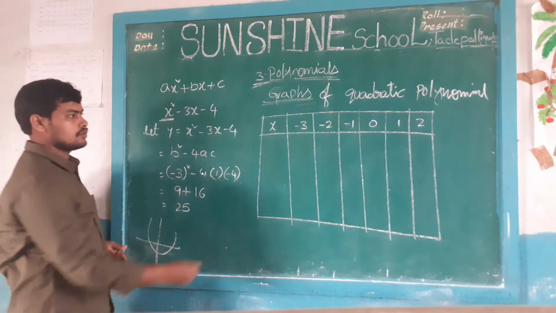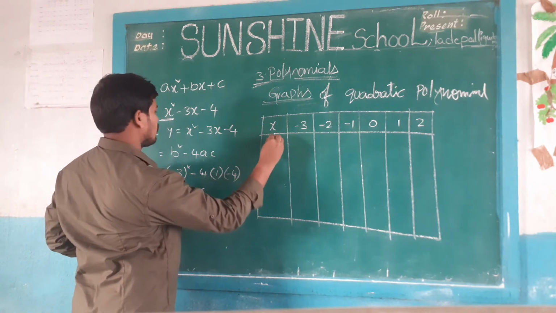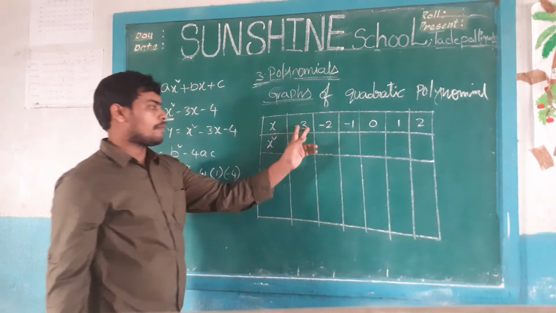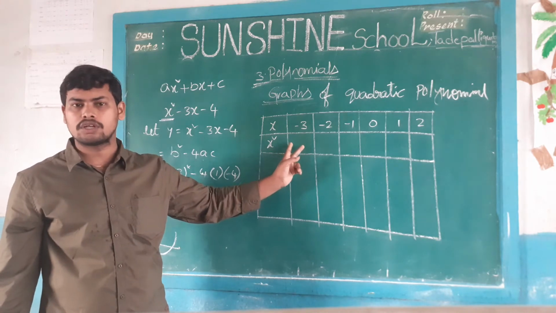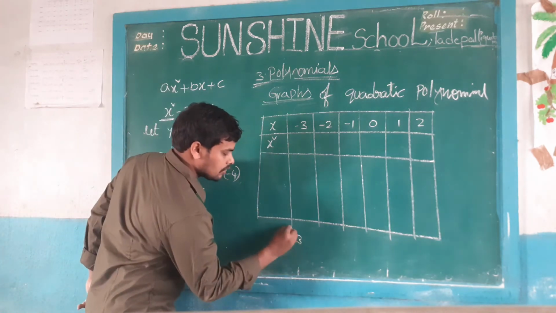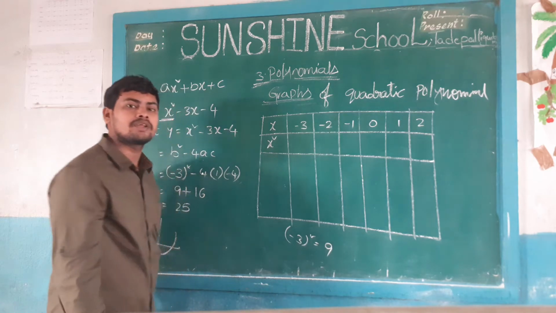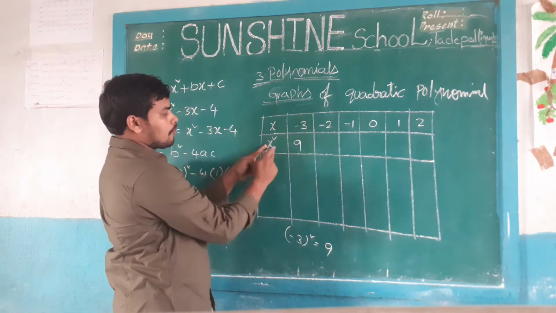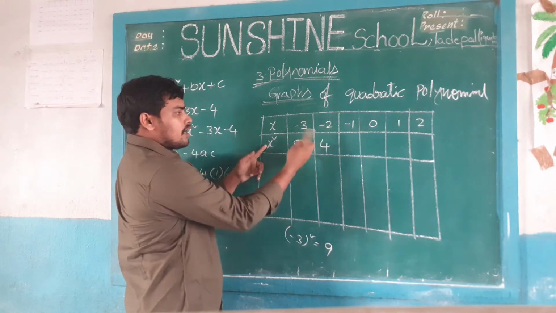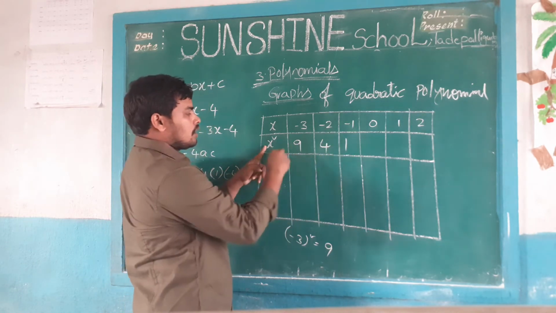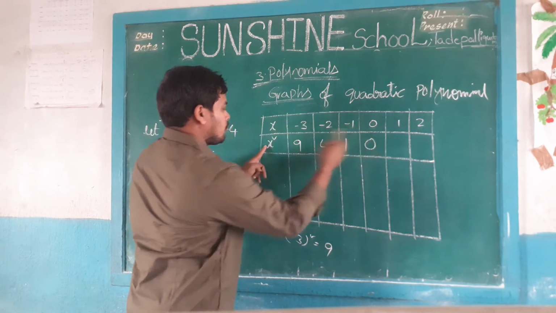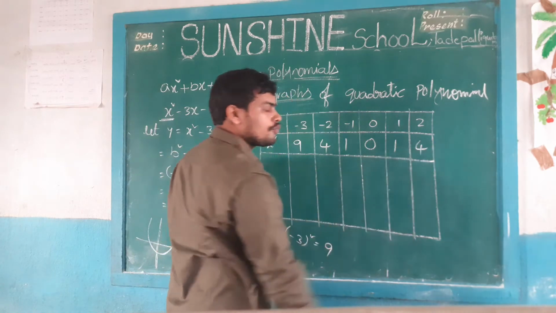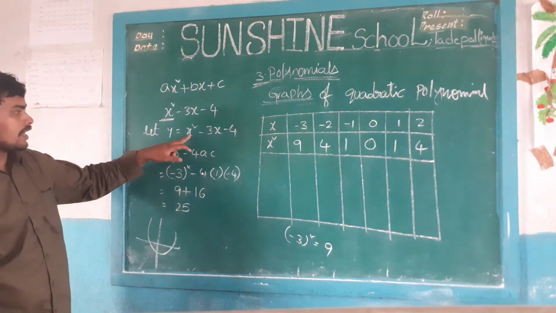Now, what is the value here? x square. Minus 3 whole square is 9. Similarly, x square: minus 2 whole square is 4, minus 1 whole square is 1, 0 square is 0, 1 square is 1, 2 square is 4. Okay, x square is completed.